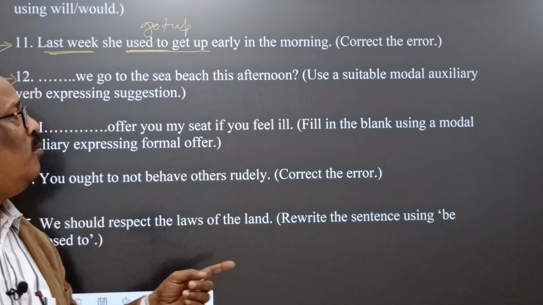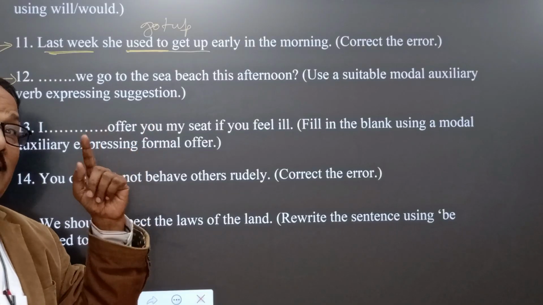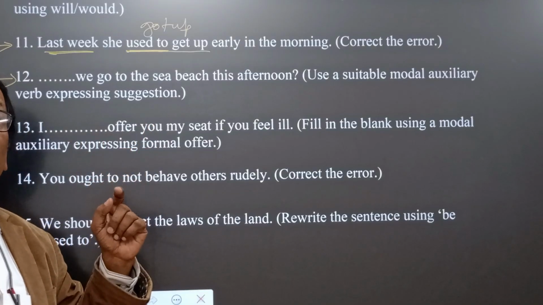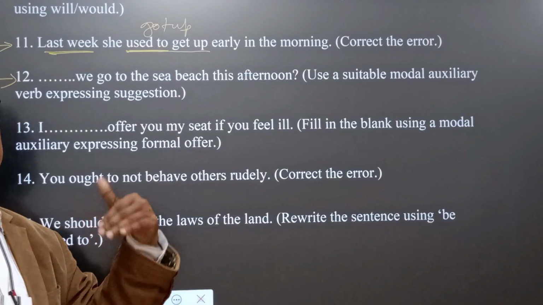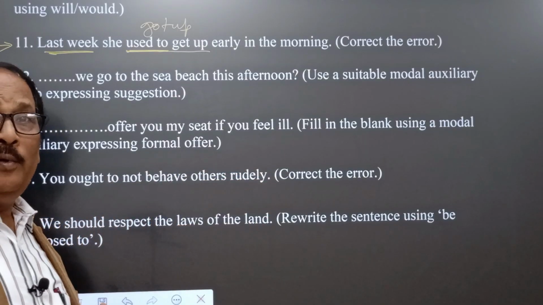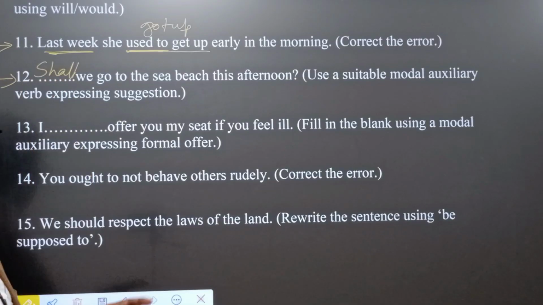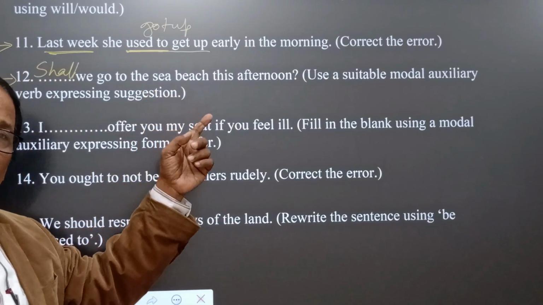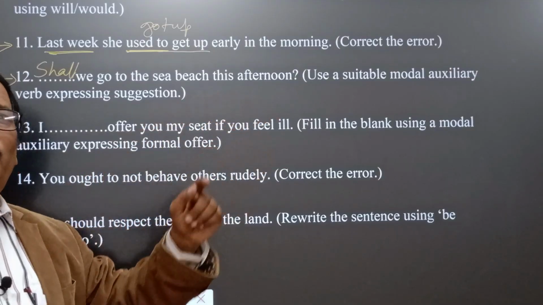So number 12, blank, we go to the sea beach this afternoon, and here the instruction is use a suitable modal auxiliary verb expressing suggestion. In this case, remember that shall is the modal auxiliary verb which is used to express suggestion. Therefore, the correct modal auxiliary verb is shall. Shall we go to the sea beach this afternoon? This is the suggestion of a person to somebody.